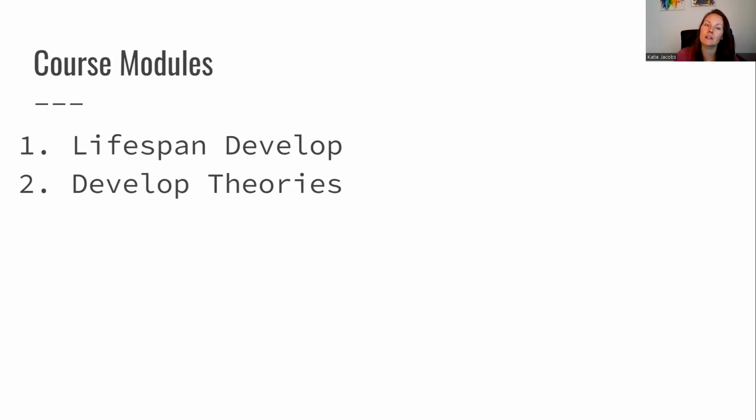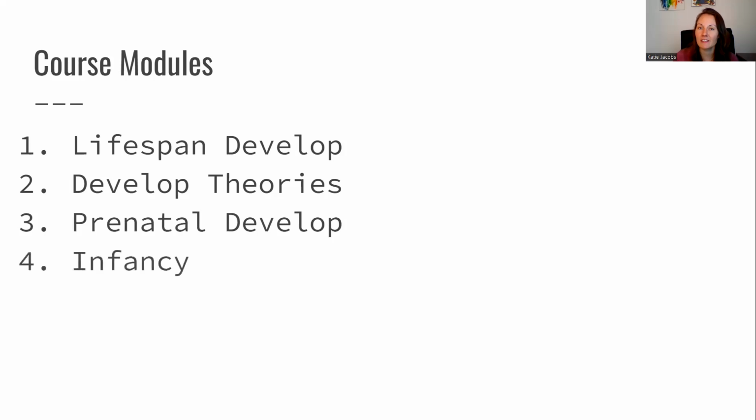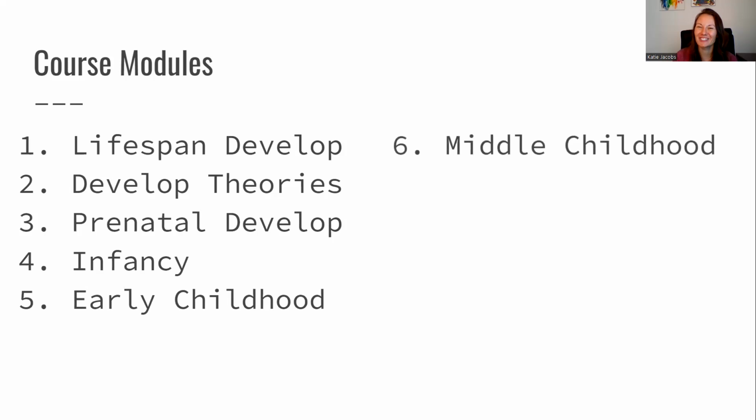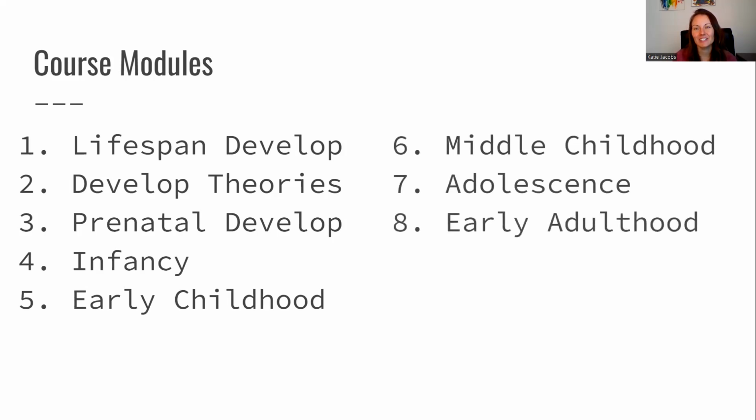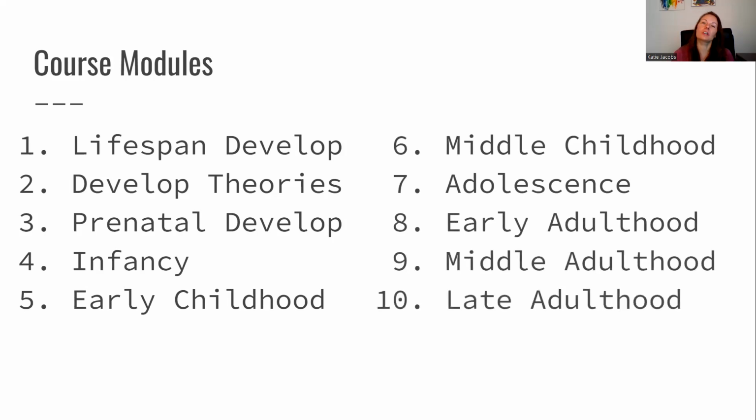After we learn about the developmental theories, we're going to go into each of the individual stages of the lifespan. The very first one that we're going to learn about is prenatal development. After that, we're going to go into infancy and toddlerhood. Even though the module is called infancy with our materials from our book, it's actually going to encompass both infancy and toddlerhood. Then we'll move on to early childhood, middle childhood, adolescence, early adulthood, middle adulthood, and late adulthood.